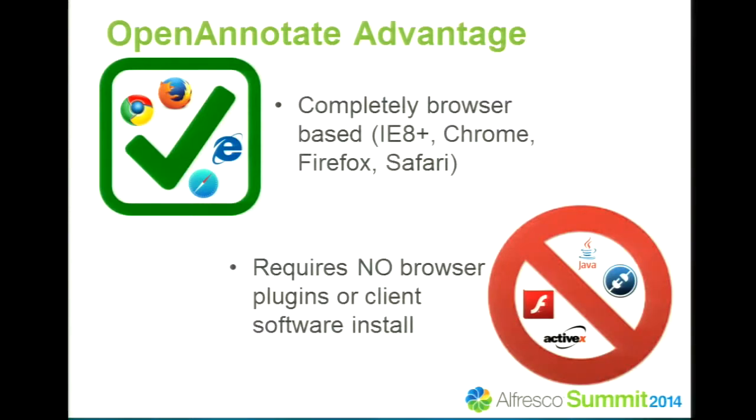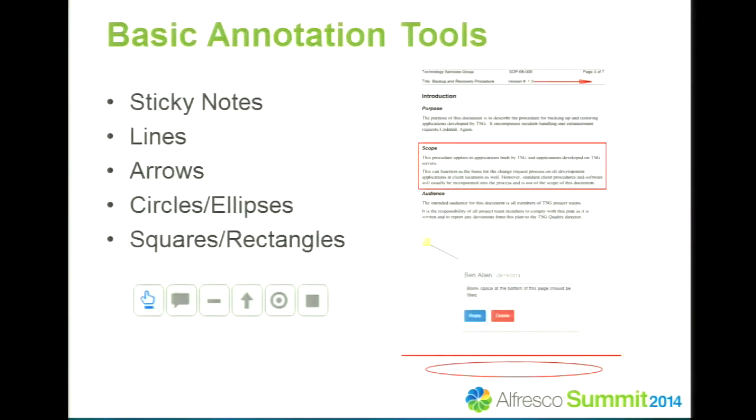The advantage of OpenAnnotate is it's completely browser-based. There's no plugins. It works with all of your favorite and maybe not so favorite browsers, IE 8+ included. As I said, no plugins, no ActiveX, no Java applets. So basic annotation tools available within OpenAnnotate are sticky notes, lines, arrows, circles, ellipses, squares, and rectangles.